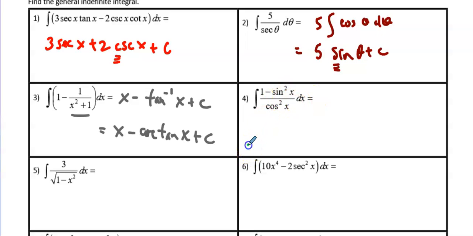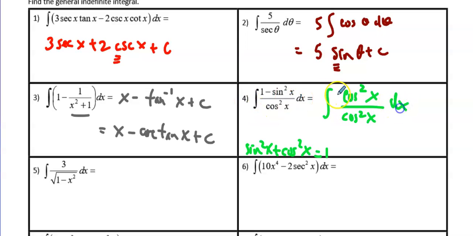So we remember that sine squared x plus cosine squared x is equal to 1. So if I were to do 1 minus sine squared, then my top is going to actually just simply be cosine squared x. So knowing how to rearrange that, we get that answer. So this top part becomes cosine squared. The bottom is cosine squared. So we simplify it down to 1 dx.